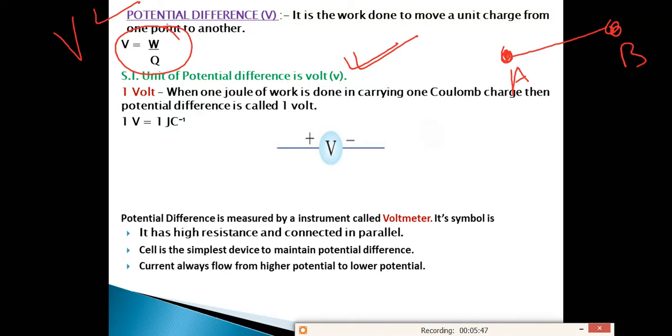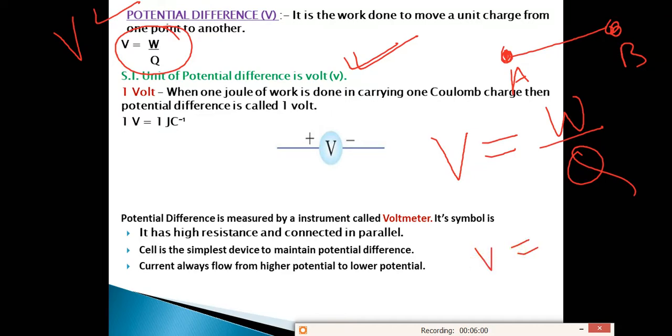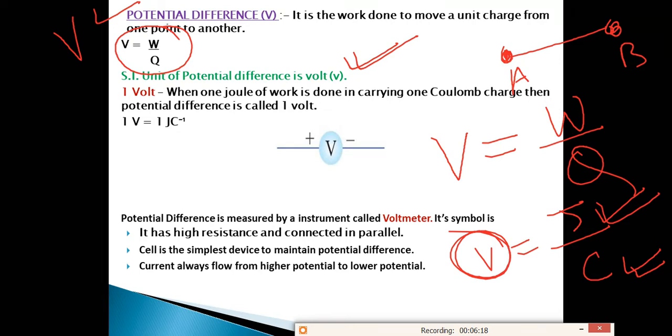Since we have written this formula, potential difference V is equal to W by Q, right? So 1 volt is equal to, for volt we can write the SI unit as V, for work done the unit is joule, and for charge we have coulomb. So the definition of 1 volt is: when 1 joule of work is done in carrying 1 coulomb of charge, then the potential difference is equal to 1 volt. This is the definition of 1 volt, right?